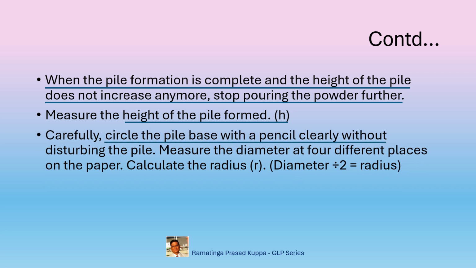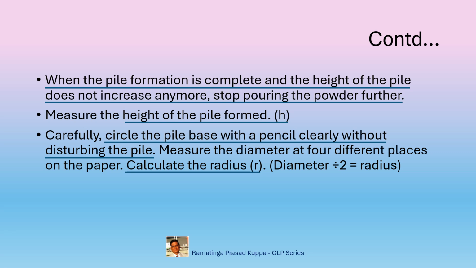Carefully circle the pile base with a pencil clearly, without disturbing the pile. Measure the diameter at 4 different places on the paper. Calculate the radius r, that is diameter divided by 2. Without disturbing the pile formed, circle out the pile with a pencil carefully. Measure at more points to get an accurate diameter of the pile circle.